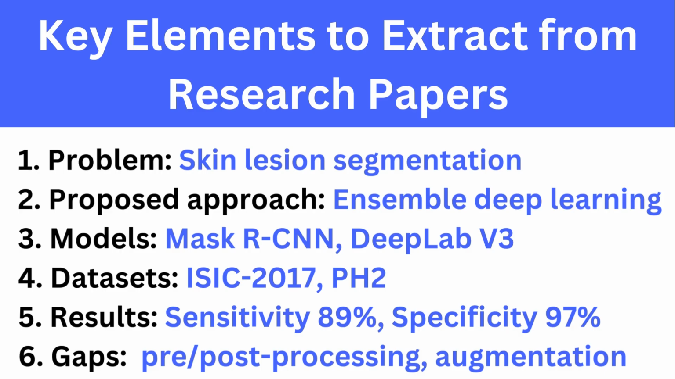We had this information. Problem: skin lesion segmentation. Approach: ensemble deep learning method. Models used were Mask RCNN and DeepLab V3. There were two datasets, ISIC 2017 and PH2. There were two evaluation metrics, sensitivity and specificity, with 89 and 97% score respectively. And there were some limitations relevant to the pre-processing, post-processing, data augmentation, improved loss function optimizer, and testing on more datasets. Alright, now we will open Excel.